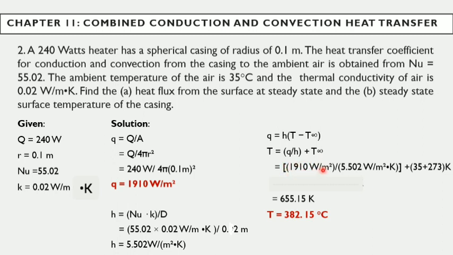1910 watts per square meter over 5.502 watts per square meter times Kelvin plus the temperature of the ambient air, which is 35 degrees Celsius plus 273 to make it Kelvin. So the temperature will be 655.15 Kelvin. Subtracting it by 273 to get the temperature in degrees Celsius, the steady state surface temperature of the casing is 382.15 degrees Celsius.